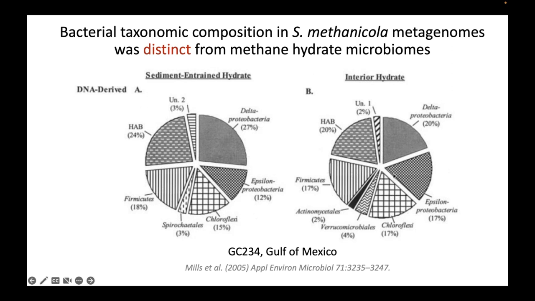From the figure, you can see that the taxa distribution was more even, and abundant bacteria included Deltaproteobacteria, which are typical sulfate reducers, hydrocarbon-associated bacteria, as well as Epsilonproteobacteria, which is now known as Campylobacterota.